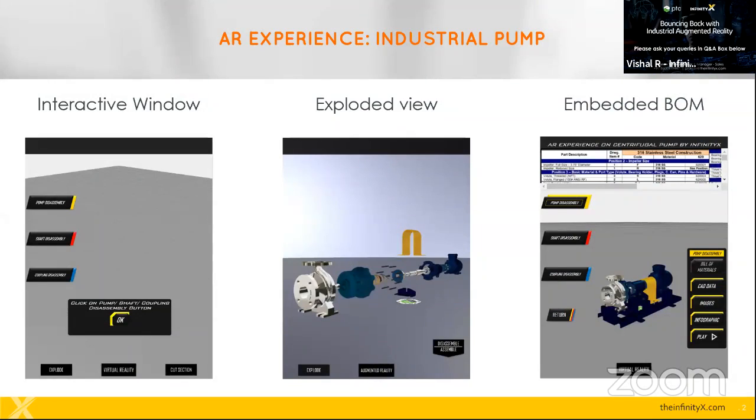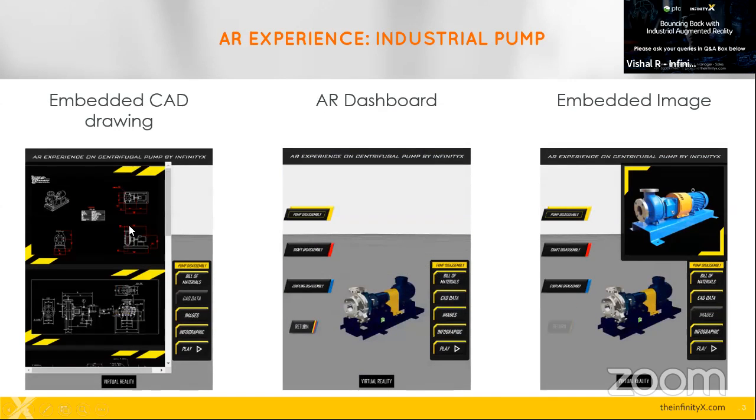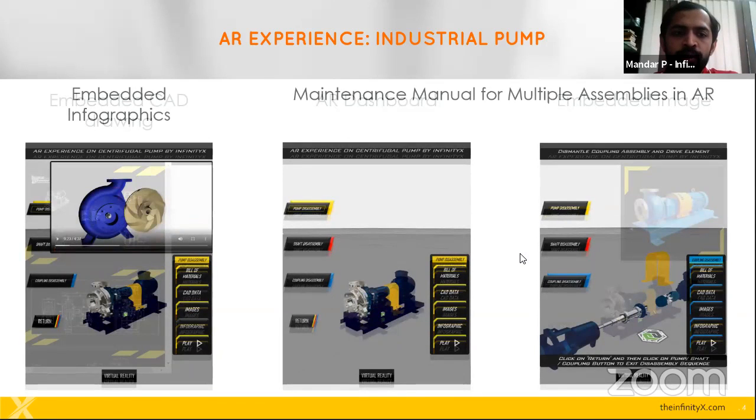Here we have also generated interactive windows to operate the AR/VR experiences. The exploded view of the products can be seen on the same screen. Along with that, the bill of material is also available in the same experience. We can also add the CAD drawings. We can have a variety of dashboards. We can embed images of the product that are helpful during the operations.